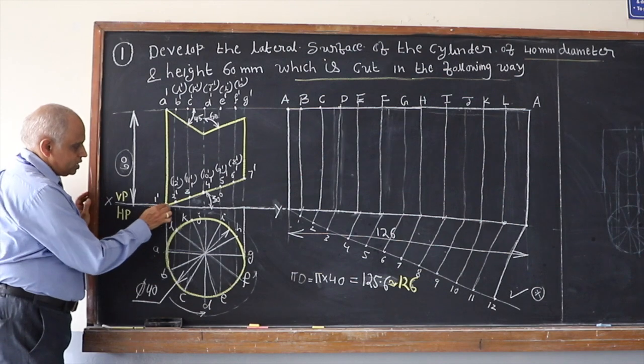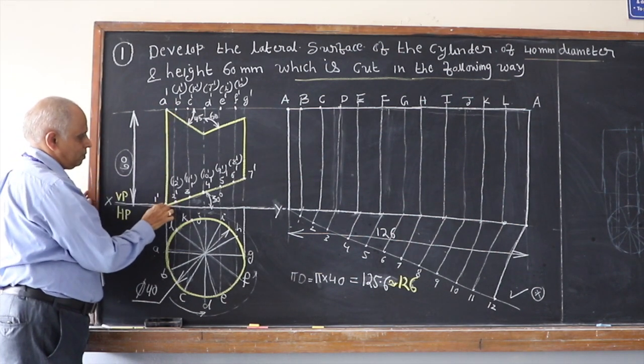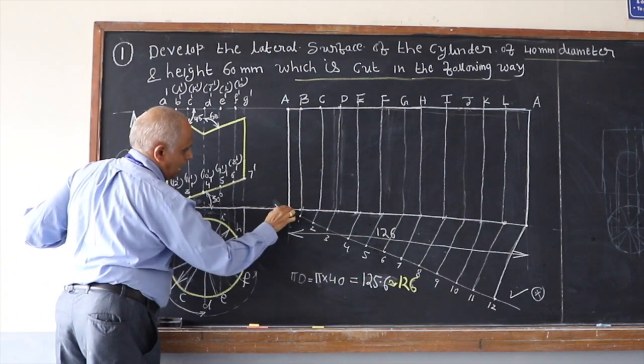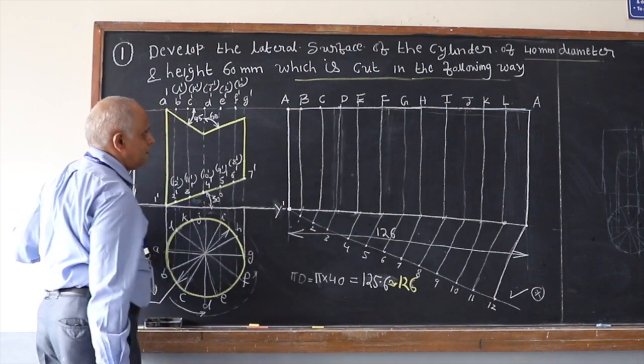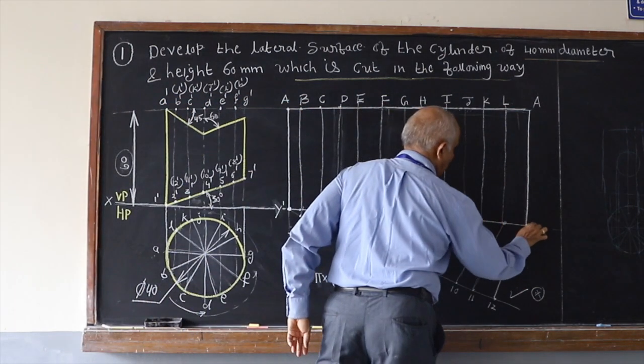Now 1 dash on the development is on the vertical generator through AA1. Remember, everything is on true length line here. So directly project it here, and you will get this point as 1 in the development, and again here also it will be 1.